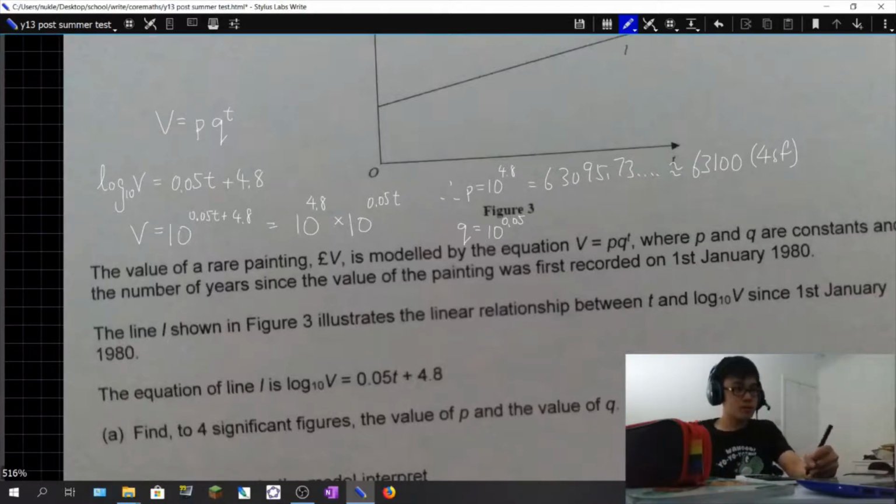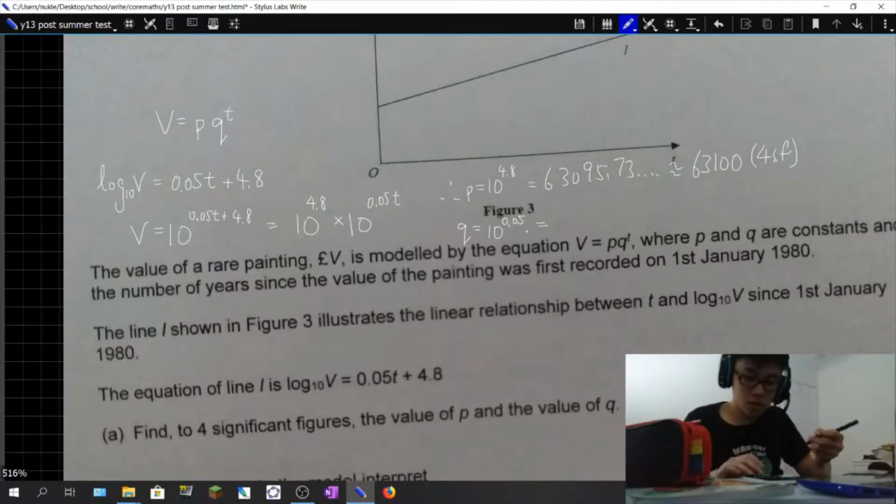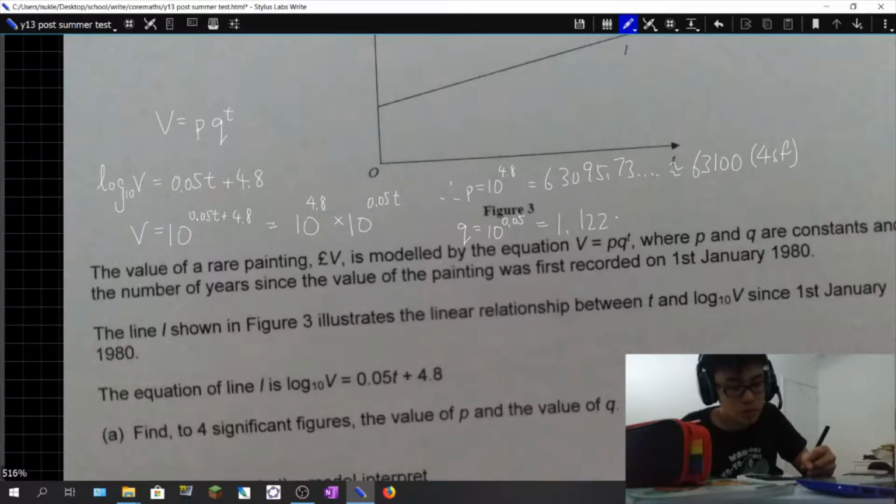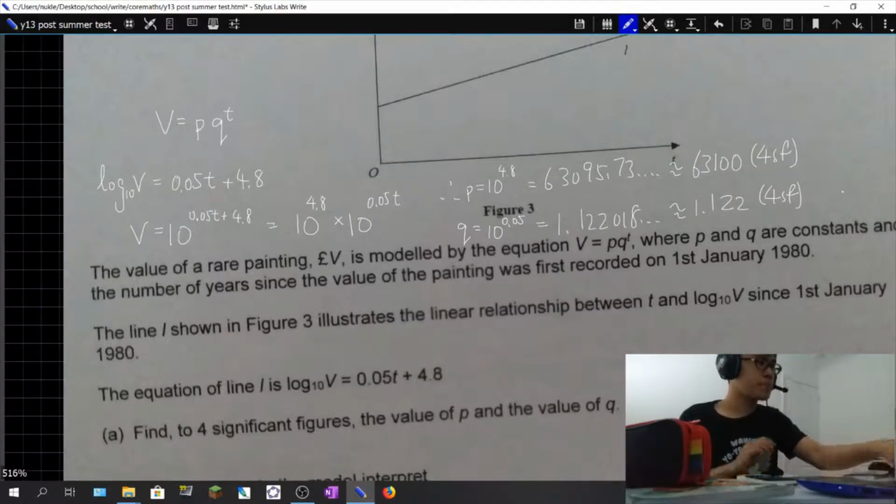q is going to be this. So just type into the calculator 10 to the 0.05. That's going to be 1.122018 and so on. 4 sig figs, that's going to be 1.122. There you go.